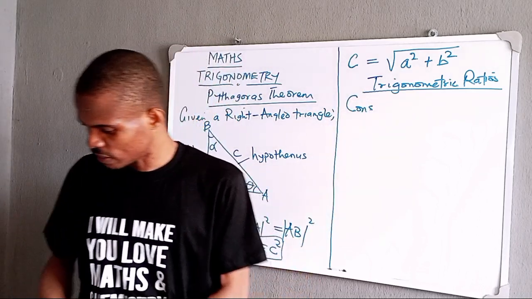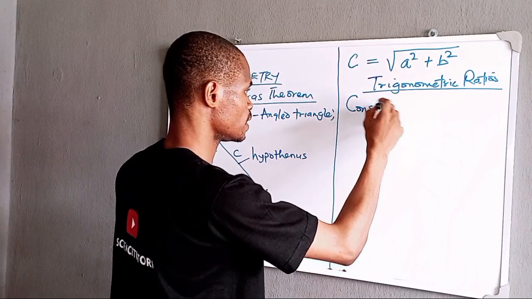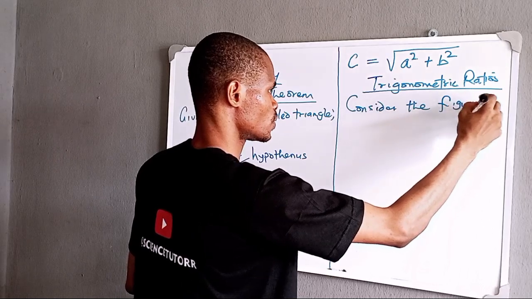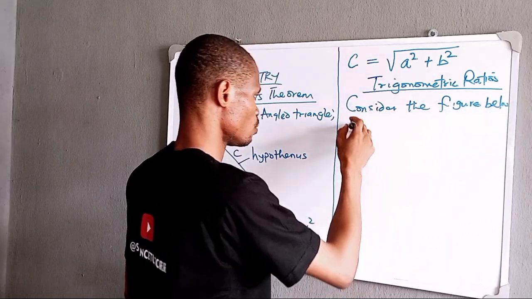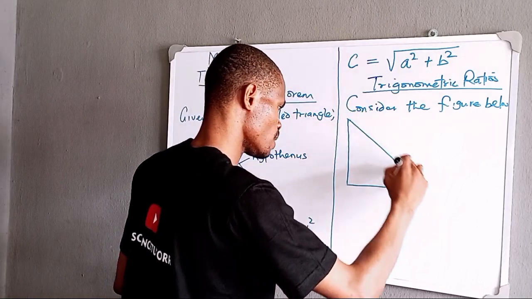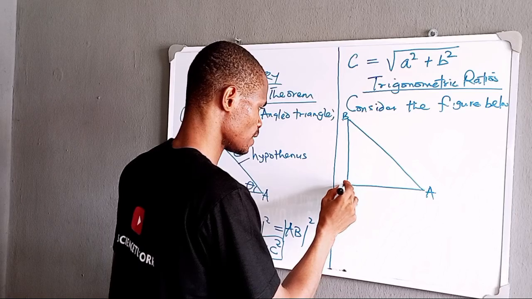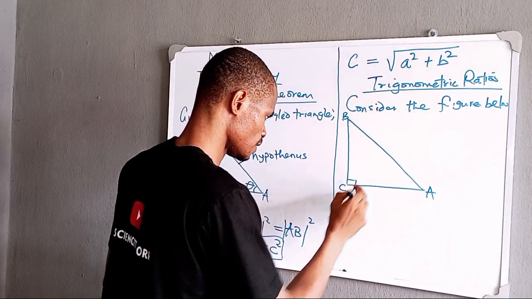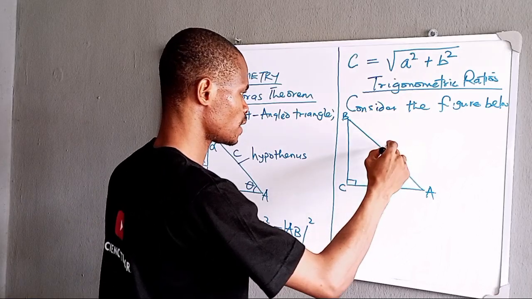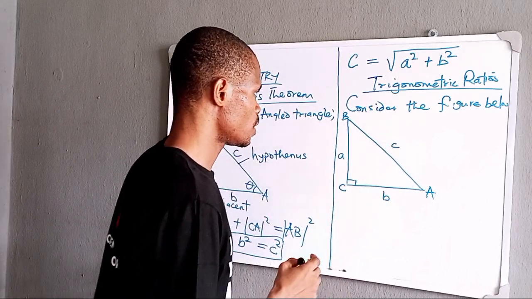So we consider a triangle. Consider the figure below. We have a triangle. How do we derive the trigonometric ratios? Angle A, B, and C. This is the right angle. So we've always known this is the hypotenuse, this is small c, small b, and small a.